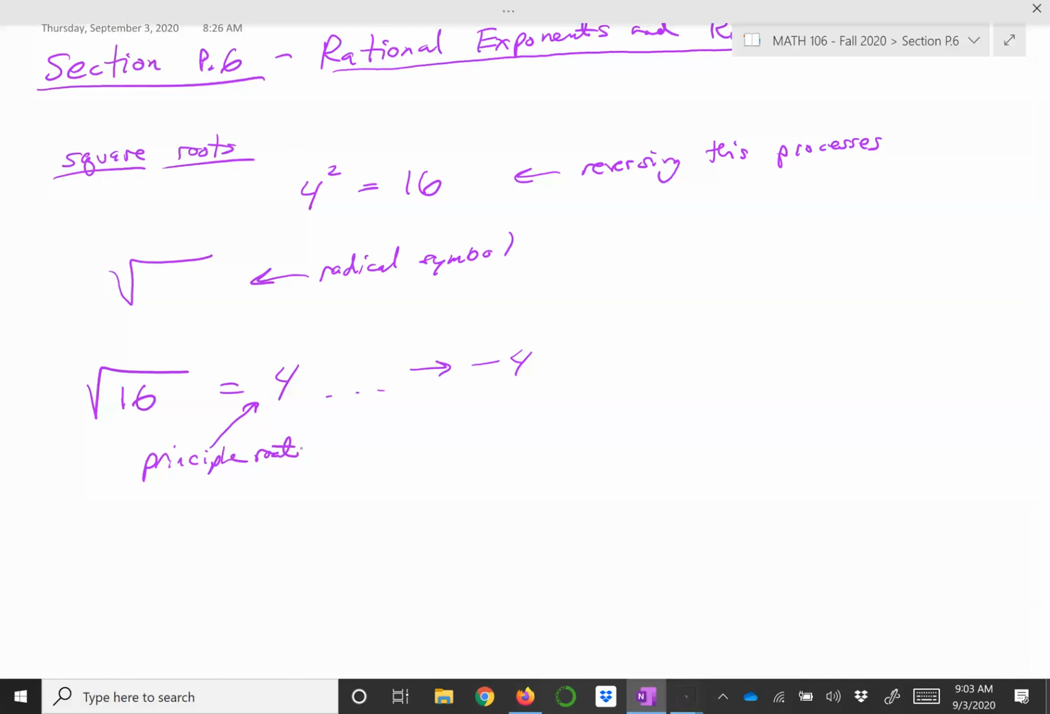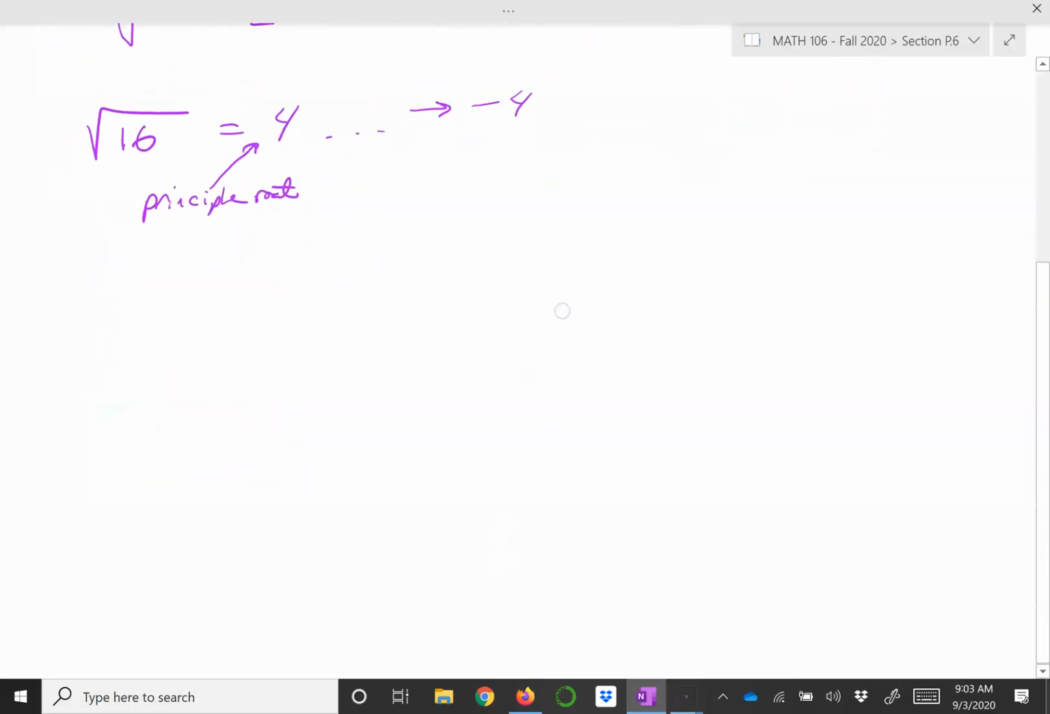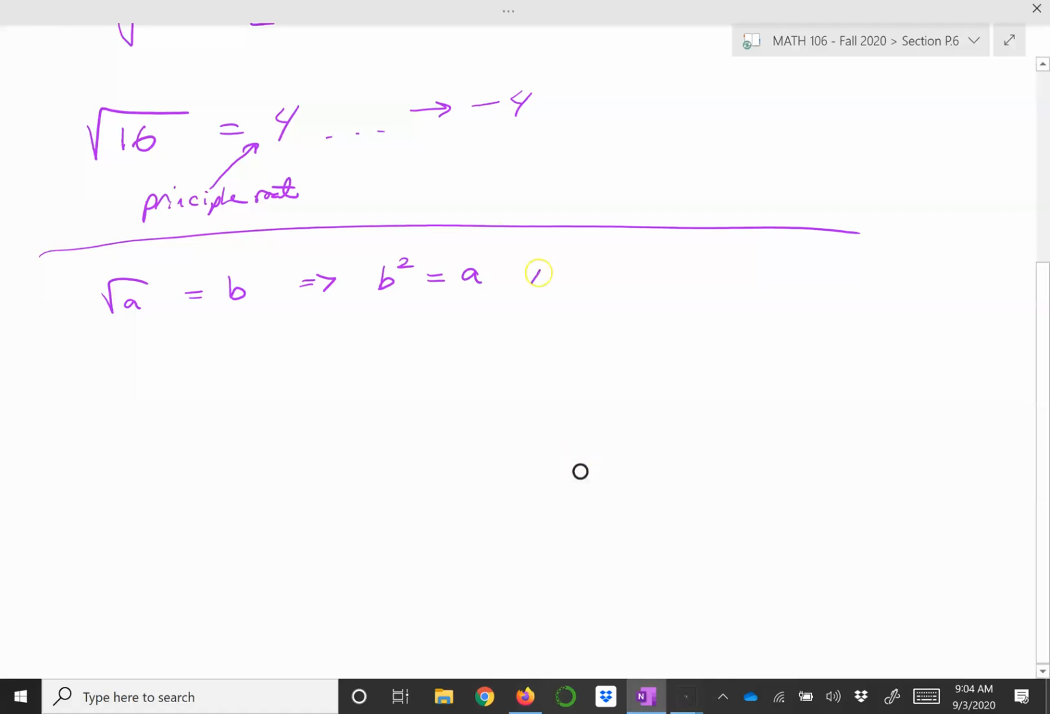Right. So when we use numbers, it's pretty easy to tell if something's going to work with the radical. But once we start looking at variables, let's say we had the square root of a, and we wanted to say that's equal to b. So that must also mean that when we square b, we get a. And then there's one other thing that's important.